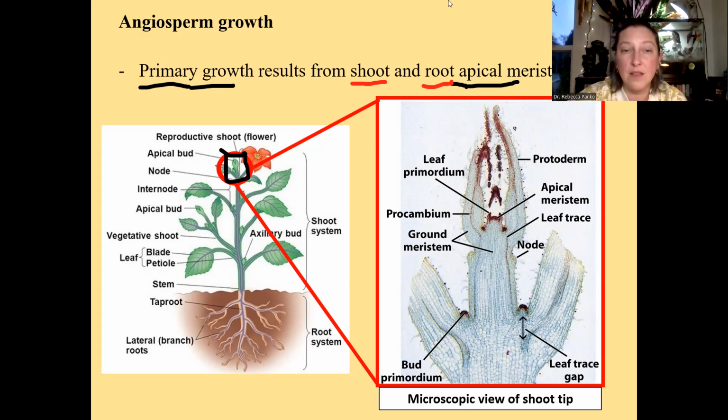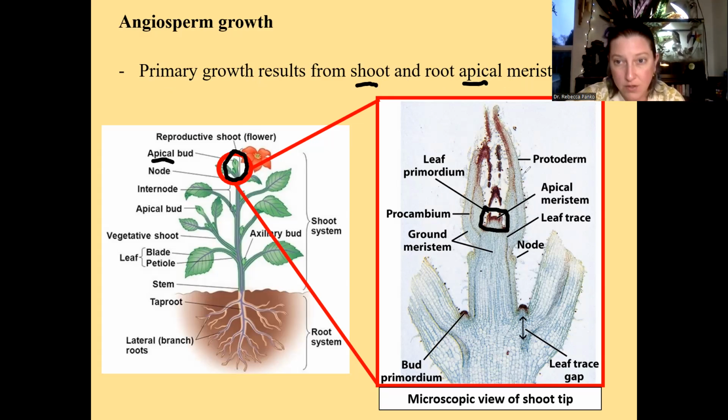So this here is showing us the apical meristem of the shoot, right? Right here, located in this apical bud. And if we look at it under the microscope slide, here you go. Here is the apical meristem. And that apical meristem is going to divide via mitosis to make the primary meristems.